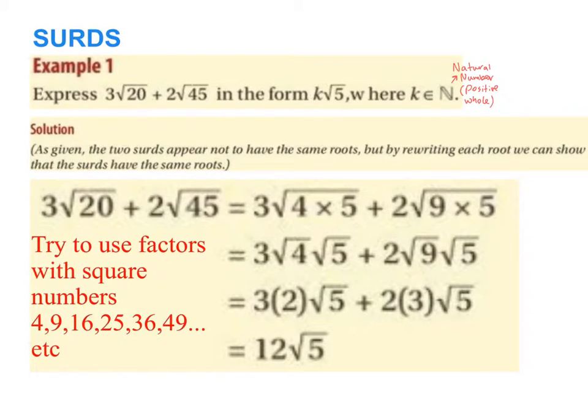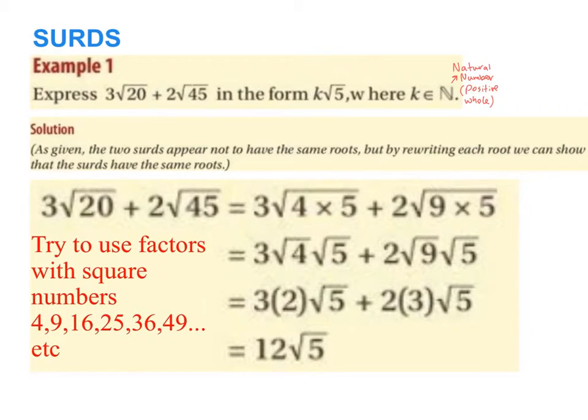So if we start off with 3 root 20, we can break this down to be 3 multiplied by root 4 root 5. And then 2 root 45 we can break down to be 2 root 9 root 5. What we want to do is try and use factors with square numbers. So square numbers are 4, 9, 16, 25, 36, 49, etc. So we get those numbers from 2 squared is 4, 3 squared is 9, 4 squared is 16, 5 squared is 25, 6 squared is 36, 7 squared is 49, etc.